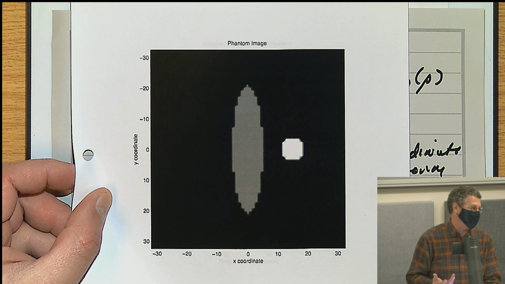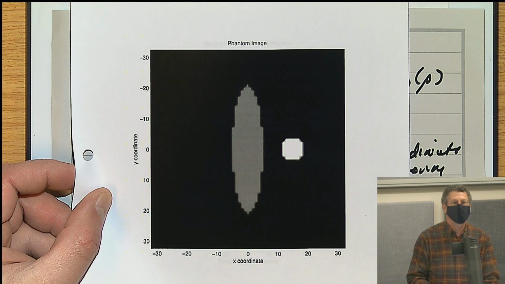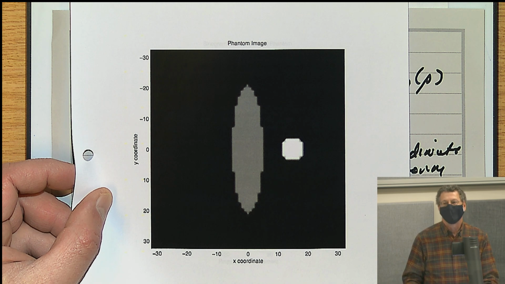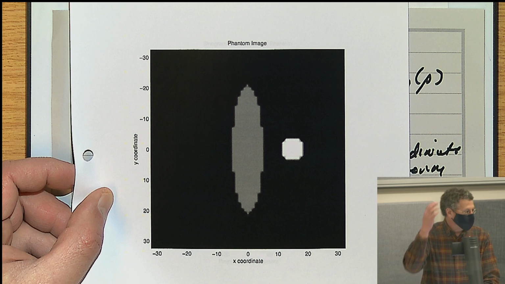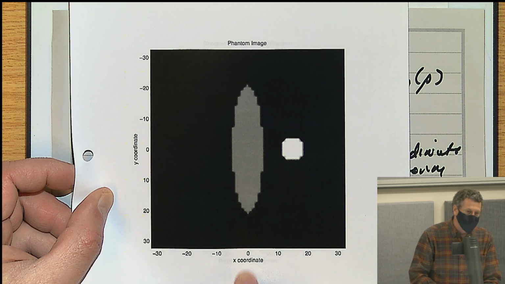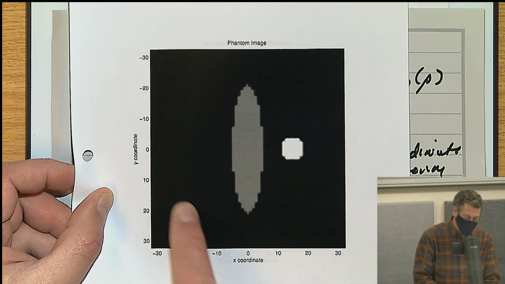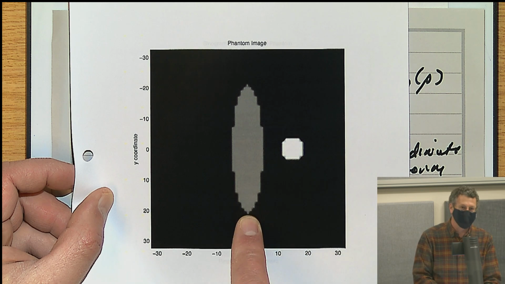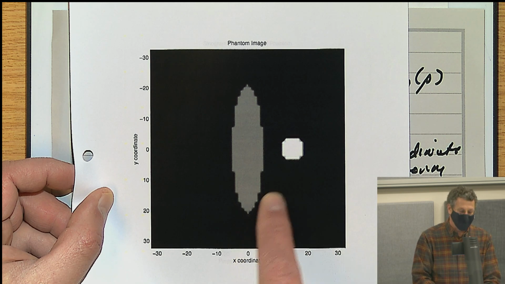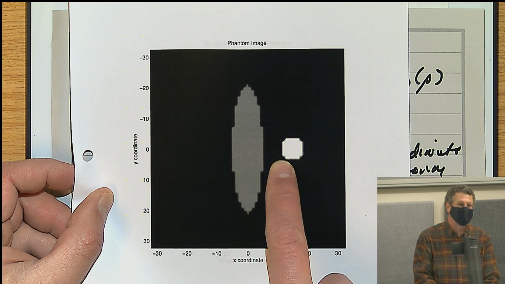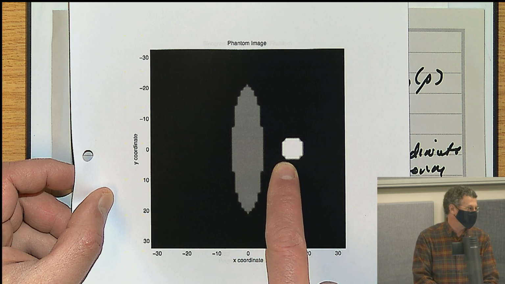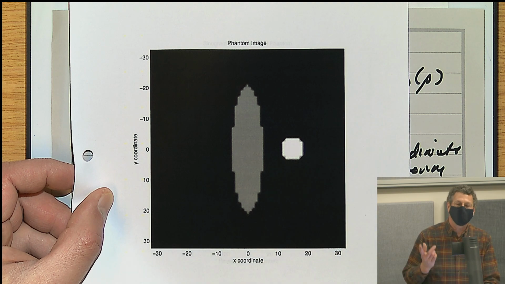what they call a phantom, a digital phantom. Real phantoms are actually physical objects that they put into scanners that have known geometric properties, so that they know what the reconstruction is supposed to look like. They use it for calibration and so forth. So this is a digital phantom, and it has two ellipses in it. Obviously, this ellipse is brighter than that, so it would represent a more dense material. Remember, brighter is more dense.